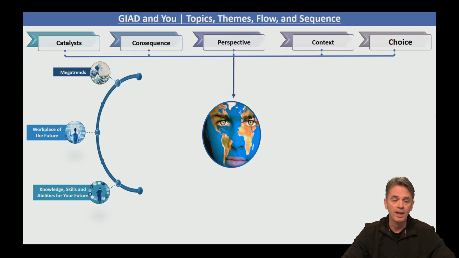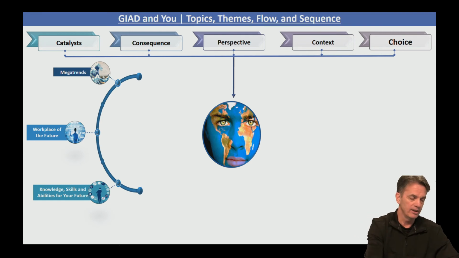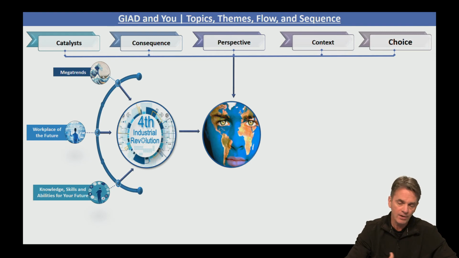So therefore, you're going to start off this class in the first couple of weeks looking at catalysts that emphasize the idea of megatrends, the workplace of the future, as well as KSAs for the future. The critical variable will be you're going to make sense of that situation within the context of what's called the fourth industrial revolution. Okay? It's a common term that you're going to become quite fluent with.